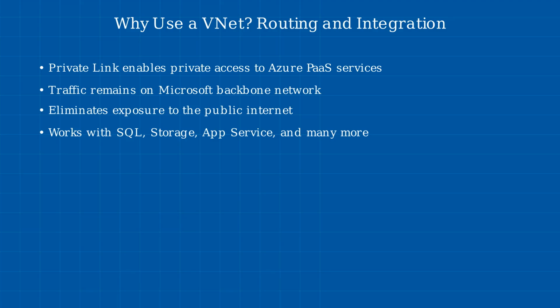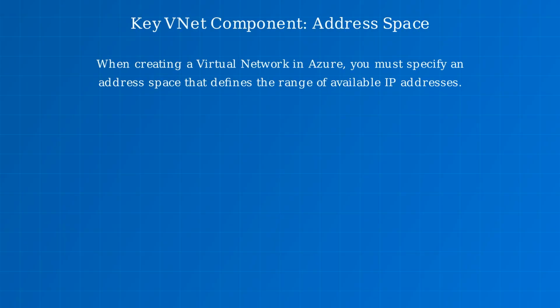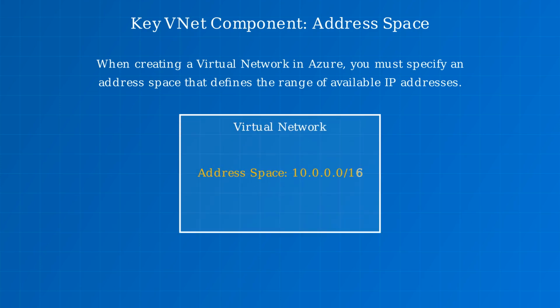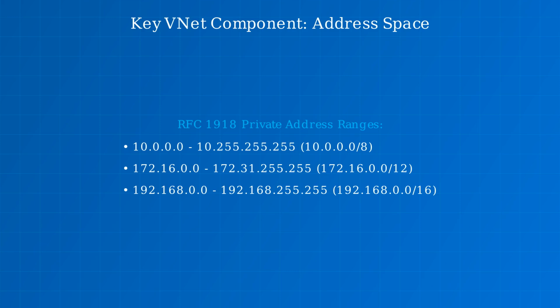When creating an Azure Virtual Network, you must specify an address space. An address space defines the range of IP addresses that will be available within your virtual network. Azure Virtual Networks should use private IP address ranges as defined in RFC 1918. These private address ranges are not routable on the Internet, which makes them ideal for internal networks. Address spaces are specified using CIDR notation. For example, 10.0.0.0/16 represents over 65,000 available IP addresses.